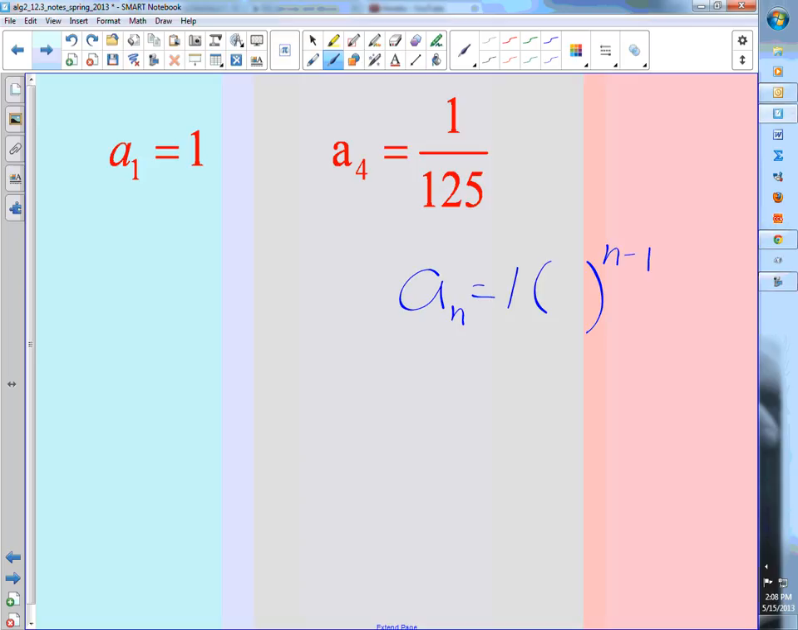Solve for R. So let's just put an R here, and let's plug in what we know. What could I put in for A sub n? Is there a term we know? 1 over 125. That's the fourth term. What could I put in for R? I have no idea. What should I put in for N? 4 minus 1. But what should I put in for N? 4.